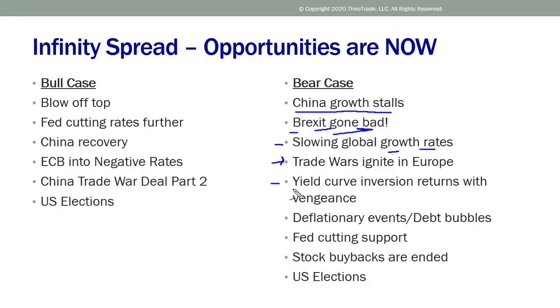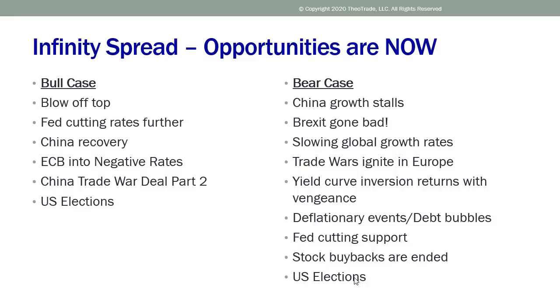Yield curve inversion returns with a vengeance, deflationary events with debt bubbles and student debt bubbles and car loans and the repo. It just goes on and on. Fed cutting some of their support. The Fed sooner or later may look at this and go, we've done too much, we've gone too far. It's going to depend very definitively on what happens in the election. The stock buybacks, can you imagine if some of the stock buybacks are ended? Who do you think's buying this marketplace? The market is buying itself right now.